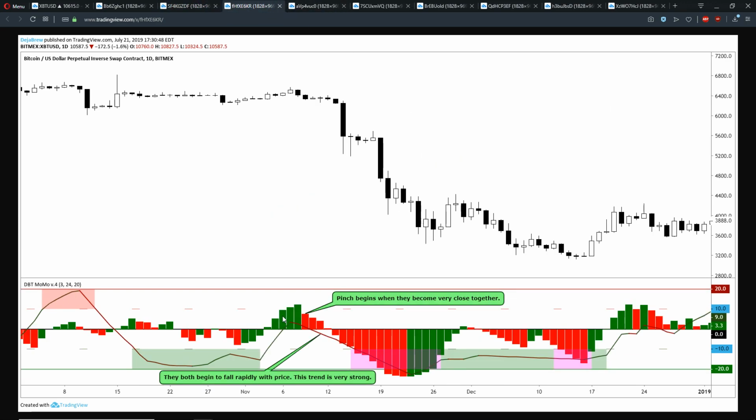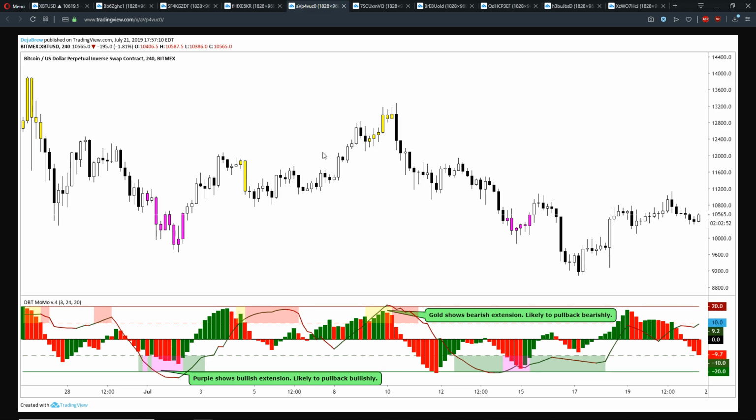Another thing the MoMo can do is when the trend line and the histogram pinch together and they begin to move in the same direction, as you can see here, moving heavily to the downside on both the trend line and the price line, which is the histogram. The trend line and the price line begin to fall rapidly. This indicates a very strong downtrend, and you do not want to trade against this trend. You want to follow the trend as best you can. And if you're trading in the opposite direction, you probably want to look to close those positions.